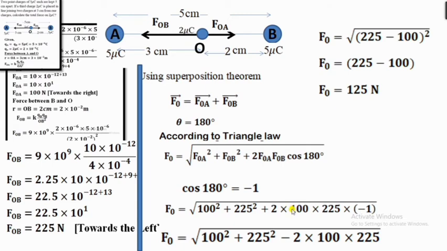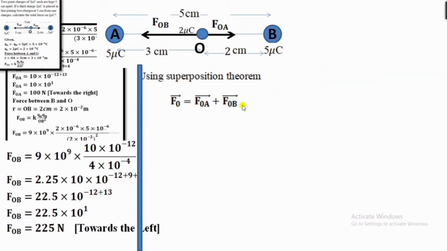Now this is A square plus B square minus 2AB. So I can write A minus B whole square. If you solve this you will get 125 Newton. But the method I used was a little complicated, so we can do it in an alternative way. So please don't do this. I'm just making you understand how we got this.